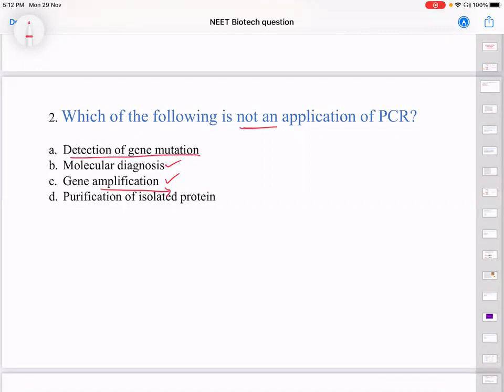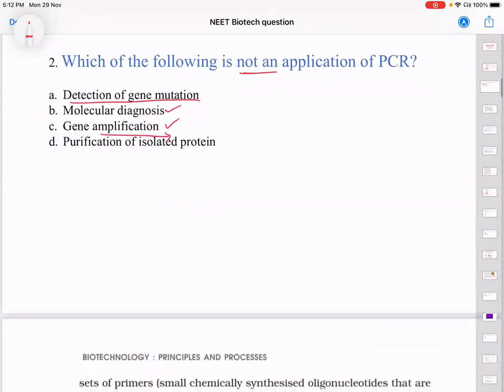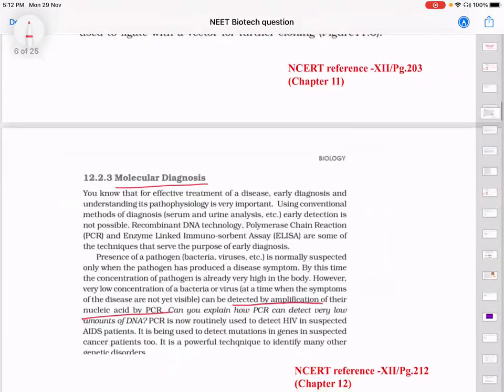So gene mutation can be detected. I hope you all know what mutations are: a change in the nucleotide sequence in a DNA. Here you have a line saying that it is being used to detect mutations in genes in suspected cancer patients too. So you could see that this question, and even the previous question, were direct questions from the NCERT text, right? So we just need to understand these concepts and try to apply them, so that attending these questions will be very, very easy.